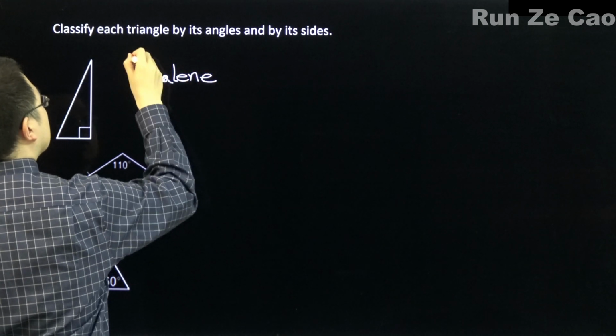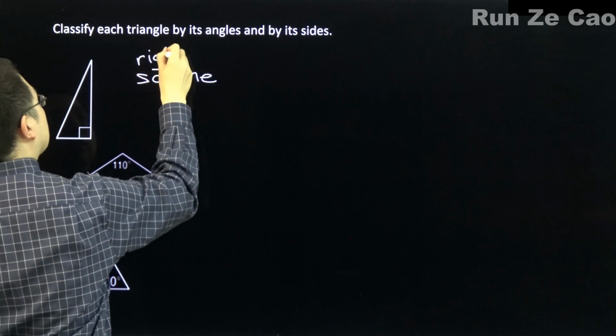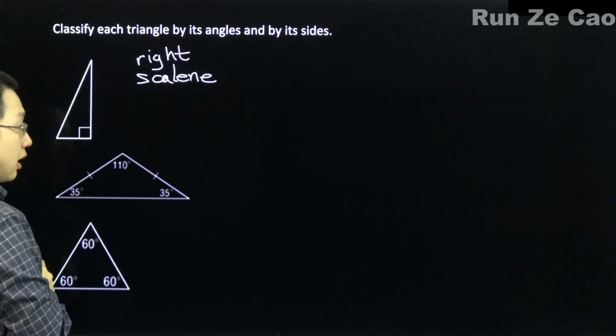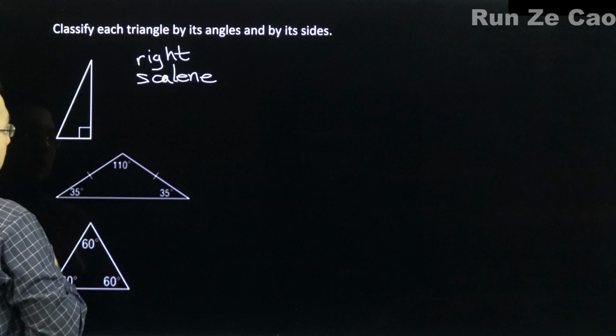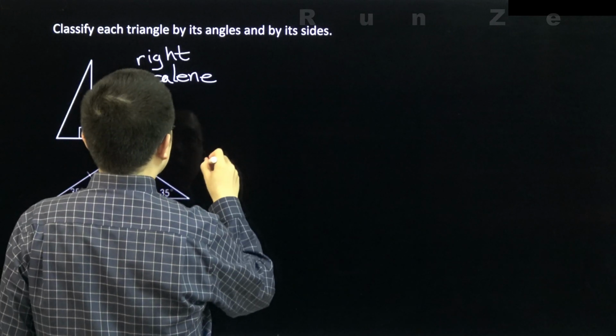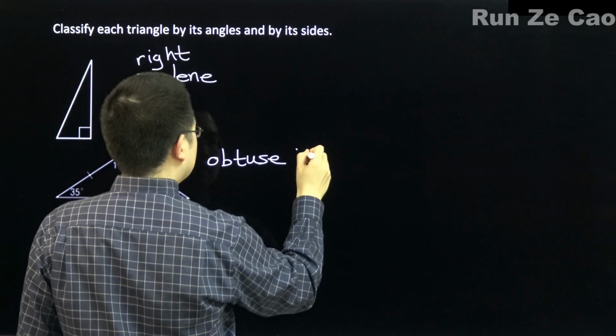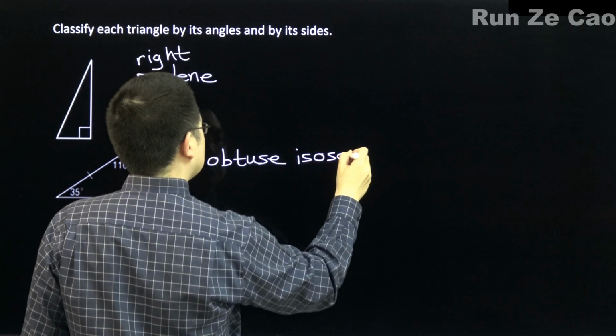Right, scalene. This one, we have 110 degrees up here, and these sides are equal, so this is obtuse, isosceles.